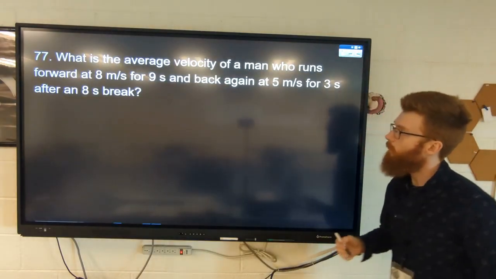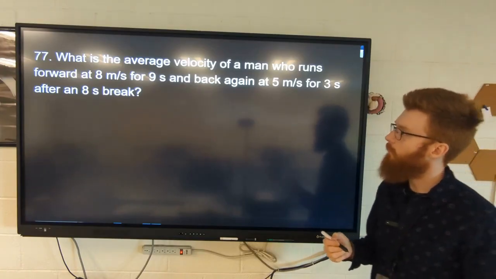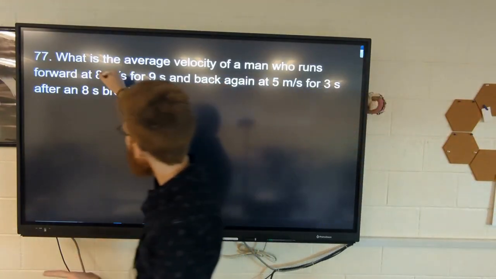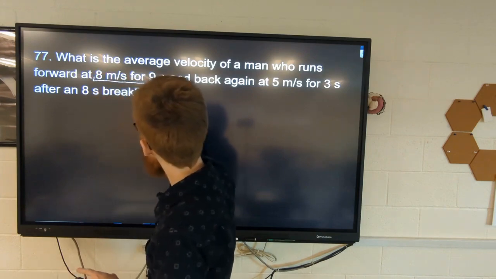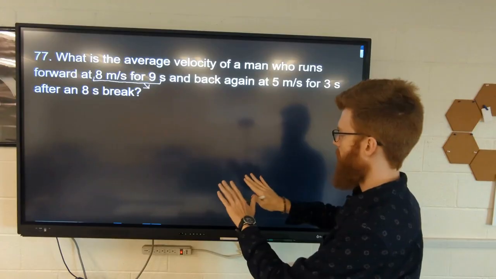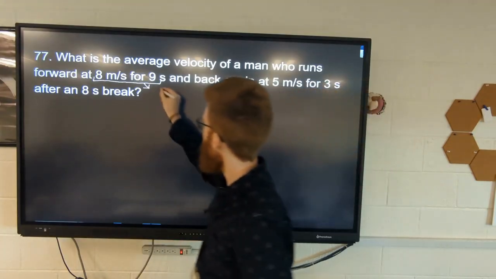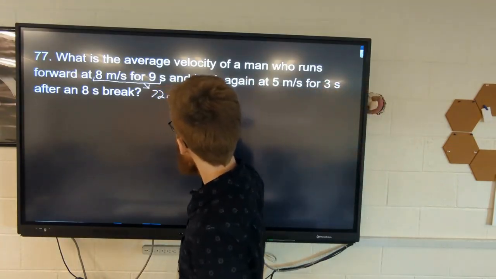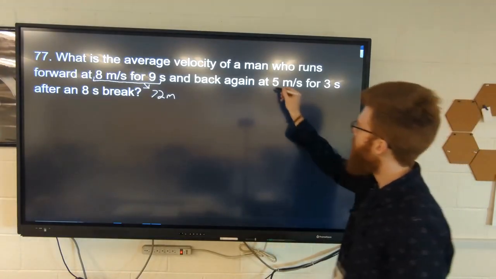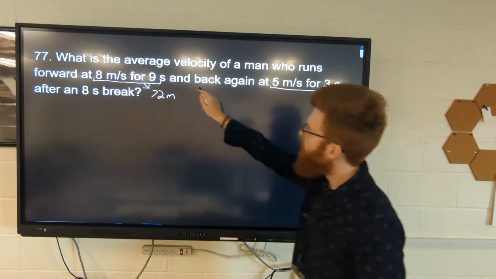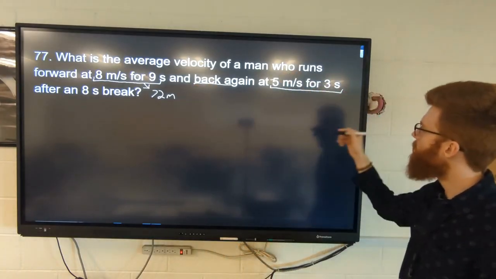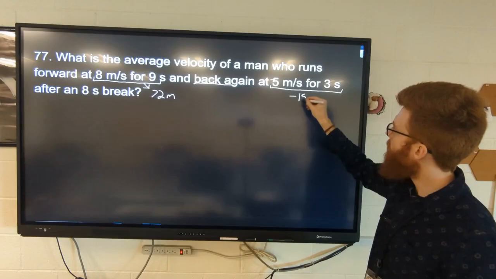77. What is the average velocity of a man who runs forward at 8 meters per second for 9 seconds? I'll pause there, because based on that, I can figure out during the first bit of his journey, he went, what would that be, 72 meters? And back again at 5 meters per second for 3 seconds. Do you need to keep up with that back again part? That really just makes that a -5. 5 times 3, that's going to be -15 meters.